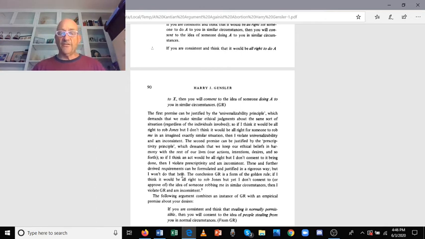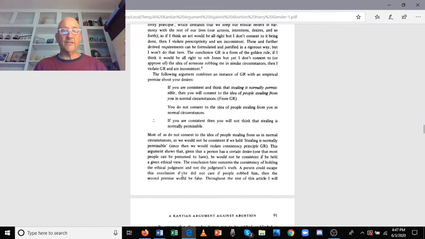And the conclusion is just a form of the golden rule. This is 4 lines from the bottom of this first paragraph, line 90. If I think it's all right to rob Jones, but I don't consent to the idea of someone robbing me when we're in a similar situation, I've broken the rule. So let's find out some examples.